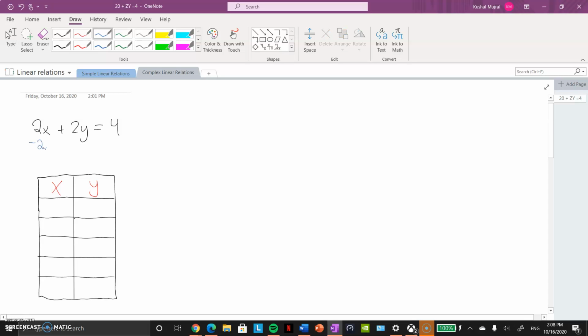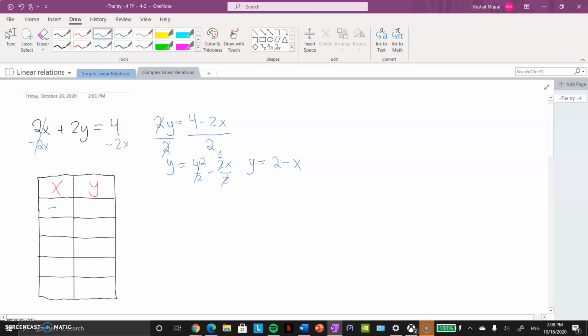So, we would subtract 2x from both sides. This cancels. 2y equals 4 minus 2x, and we want y to be completely by itself, so we're even going to get rid of that 2. So y equals 4 over 2 minus 2x over 2. This simplifies to 2. This simplifies to 1. So y equals 2 minus x. Okay? That's what it simplifies to.